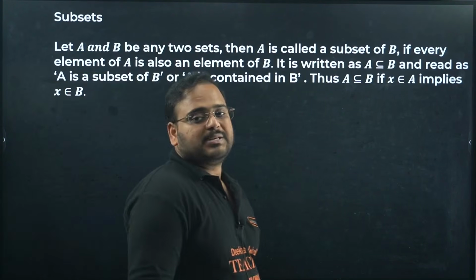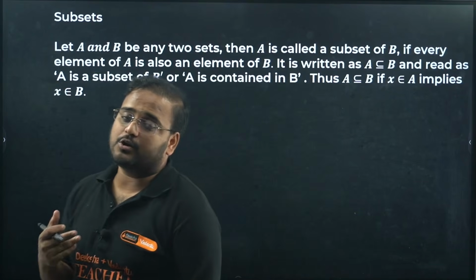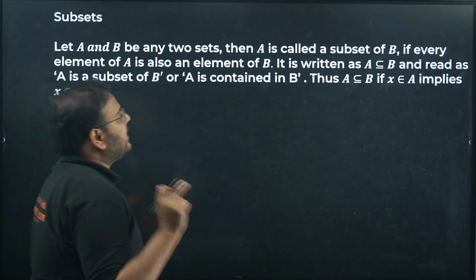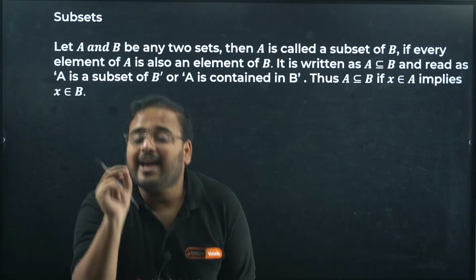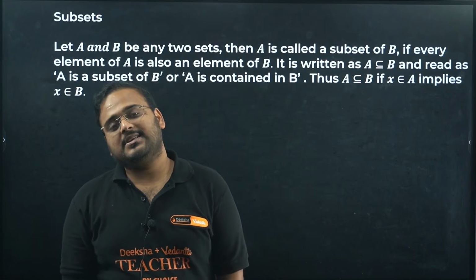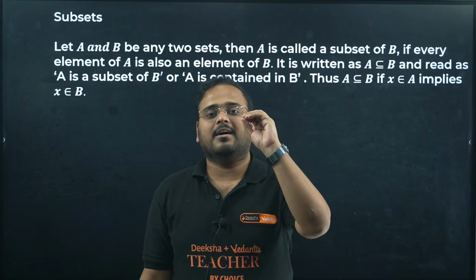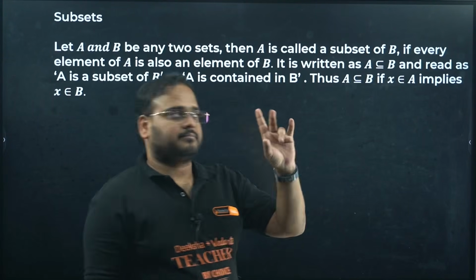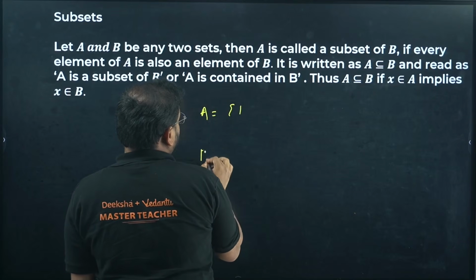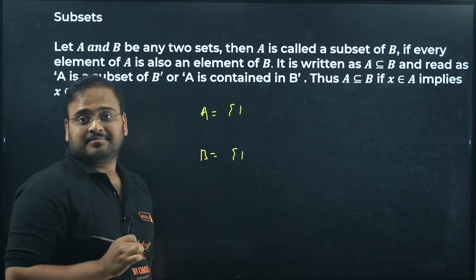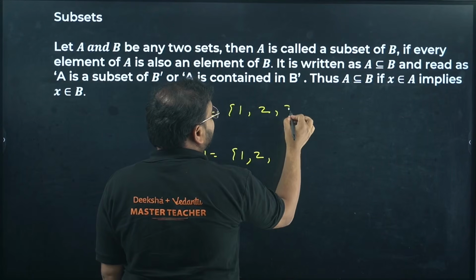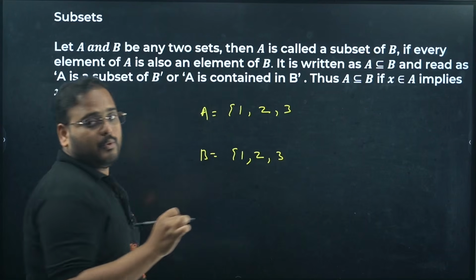Next, subsets. This is an important concept, so please pay attention. Subsets and proper subsets are also important, so we'll go through that one by one. Let A and B be any two sets, then A is called a subset of B if every element in A is contained in B. What does it mean, sir? It means if the element 1 is present in set A, then in the set B 1 will be present. If the element 2 is present in the set A, then 2 will be present over here. If we have 3, we'll have 3 over here.